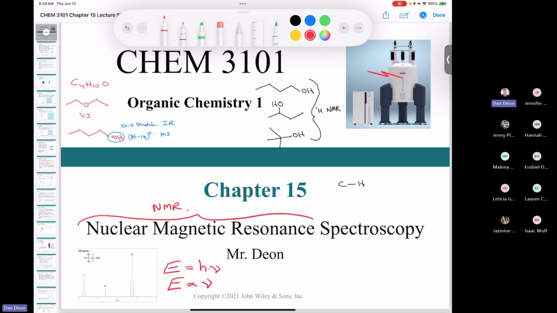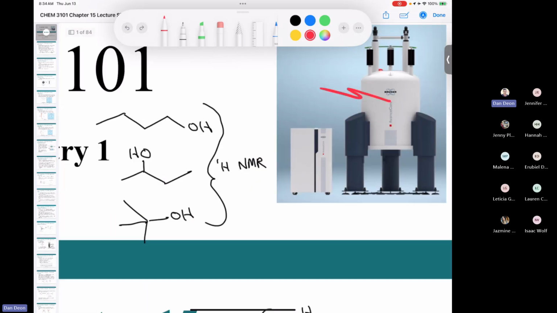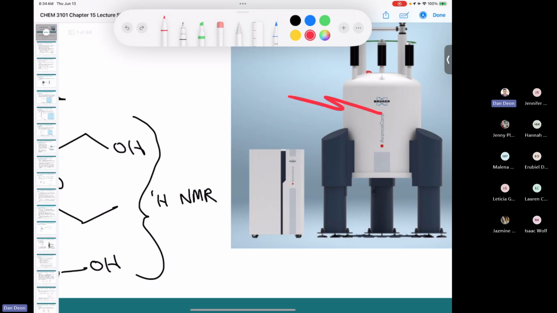spectroscopy, what we use is a big magnet. So if you're wondering what this is, it's a spectrometer, and inside the spectrometer there's a very powerful magnet. I'm talking about so powerful that if you have a pacemaker and you go near this magnet, it will kill you. Okay, so it's a very powerful magnet.